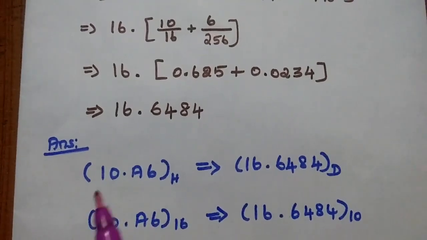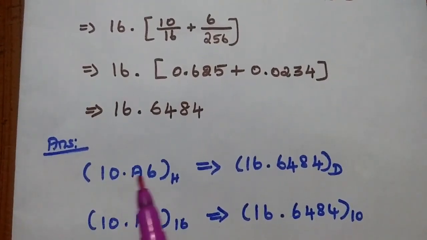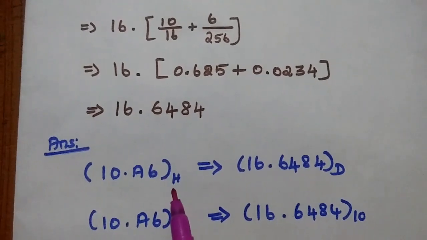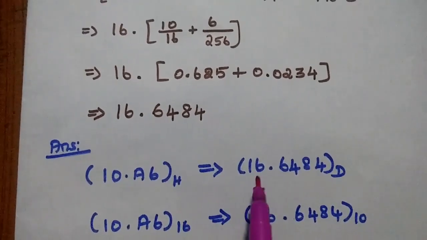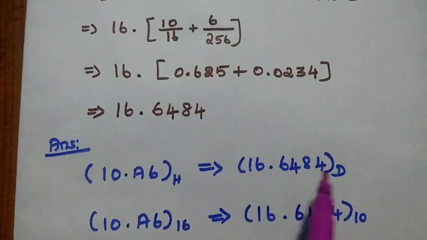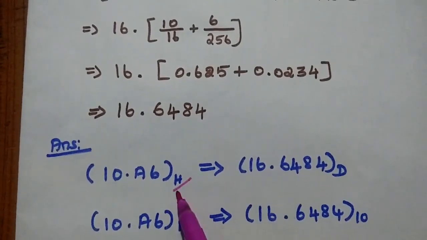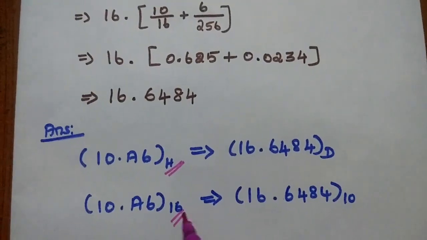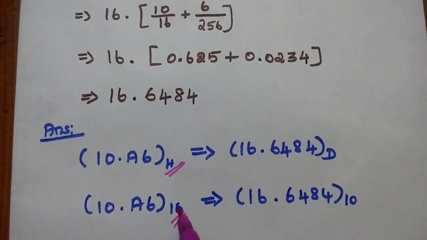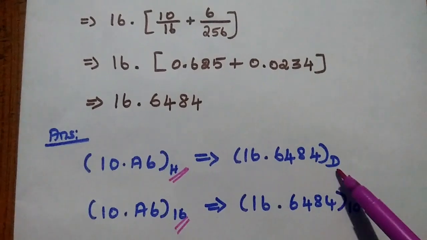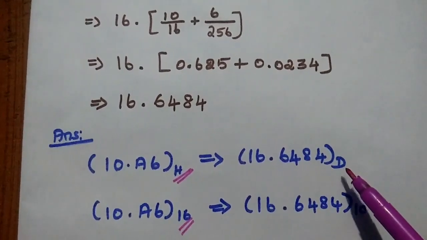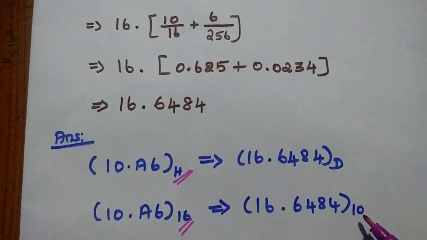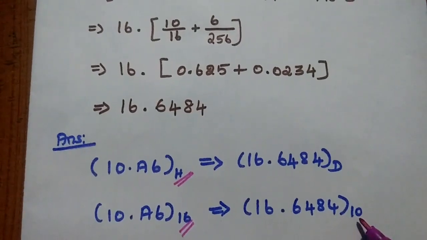So in the answer, 10.A6 in hexadecimal is equivalent to 16.6484. Here H represents hexadecimal, which can also be represented as 16, the base value. And D represents the decimal value, which can also be represented by its base value as 10.